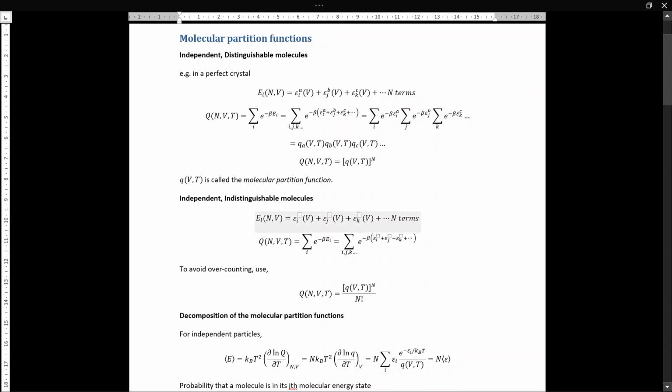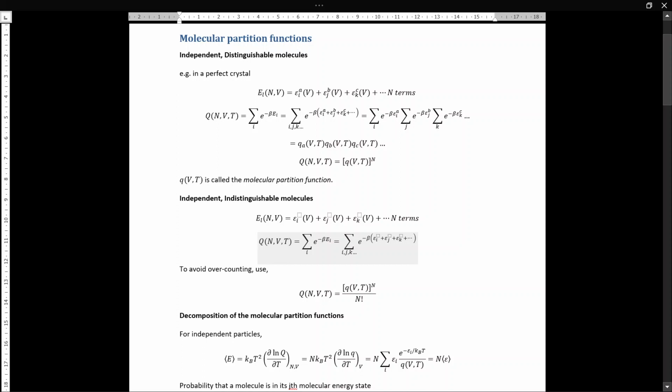Still, they are independent, so I can add up the energies. That is not a problem. But I can't label them. Again, capital Q is given as a sum, but then I cannot tell whether it belongs to A, B, or C. I cannot separate the sums I, J, K over here. Anyway, I'll not go into much detail over here.